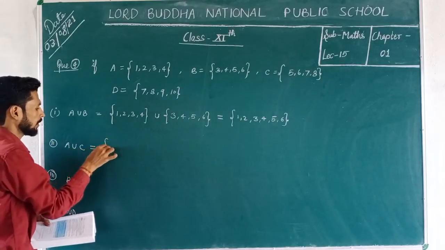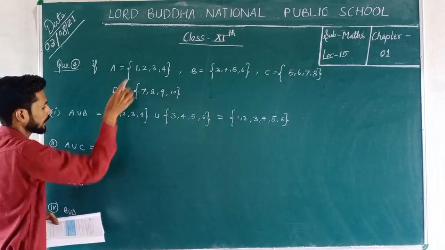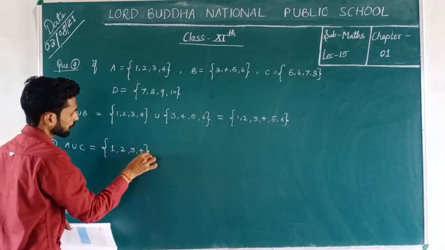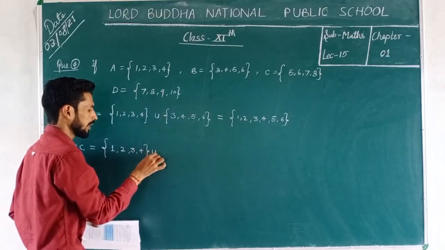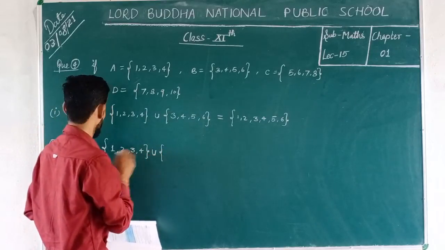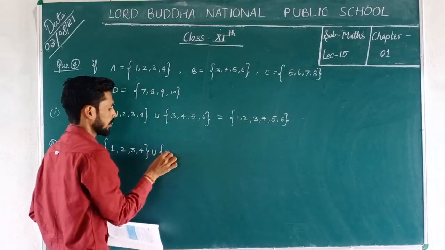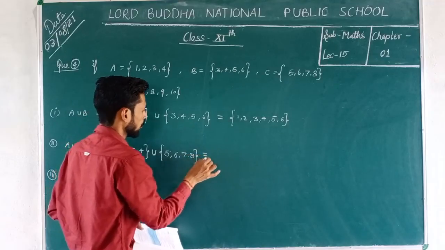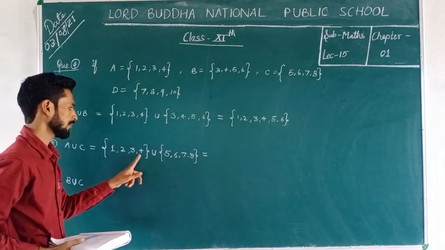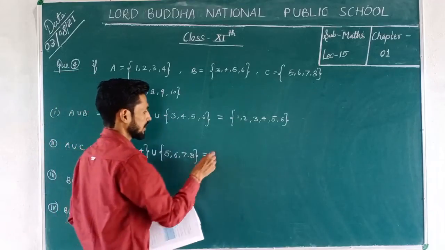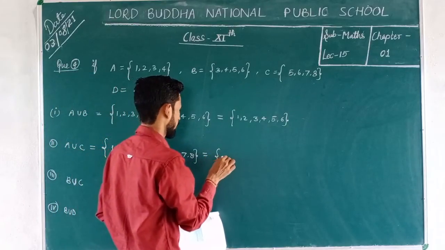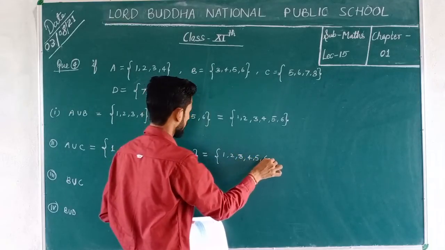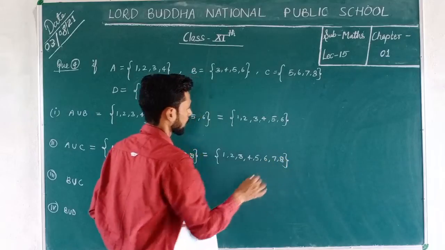And now we can find the value of A union C. The set A has elements 1, 2, 3, 4. Take the sign of union and then write the elements of set C, that are 5, 6, 7 and 8. Now take all the elements: 1, 2, 3, 4, 5, 6, 7 and 8. This is the answer for this part.